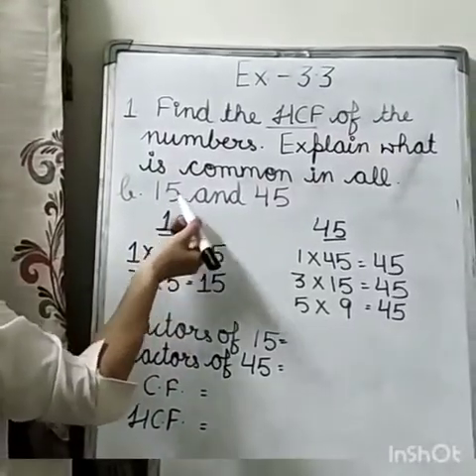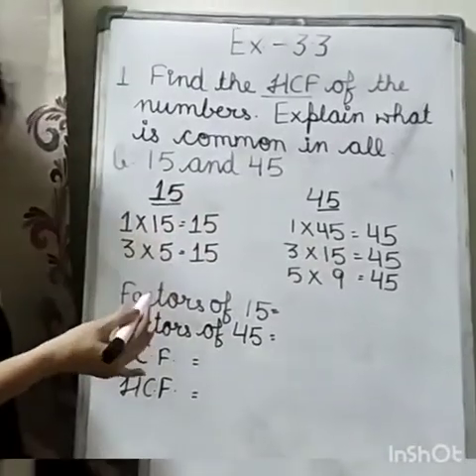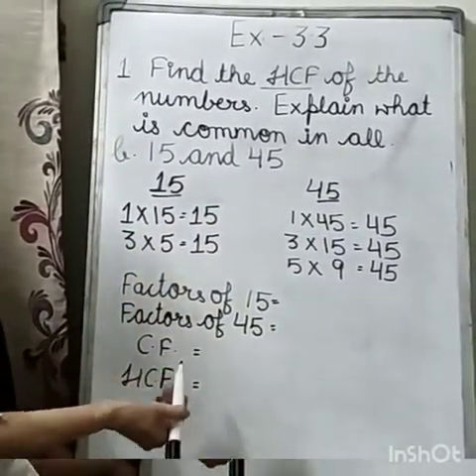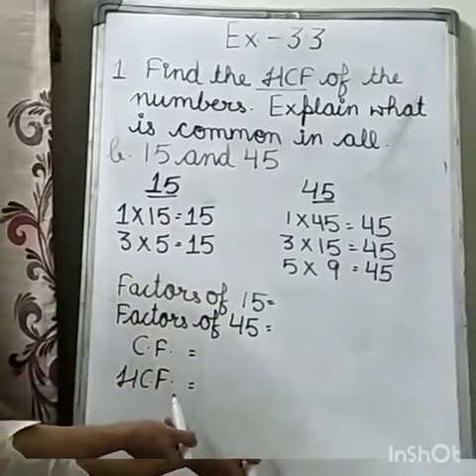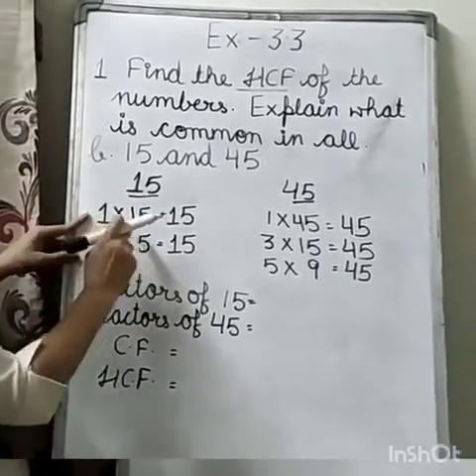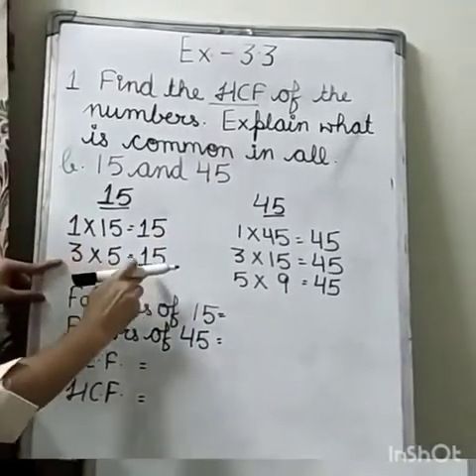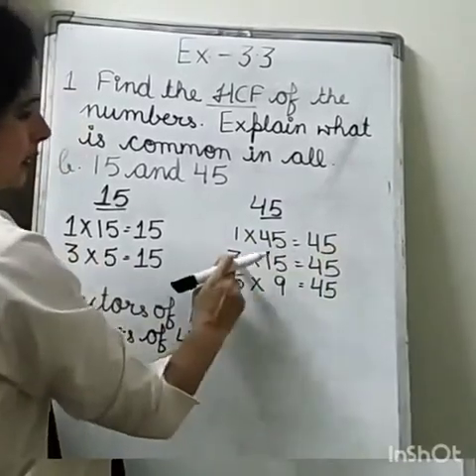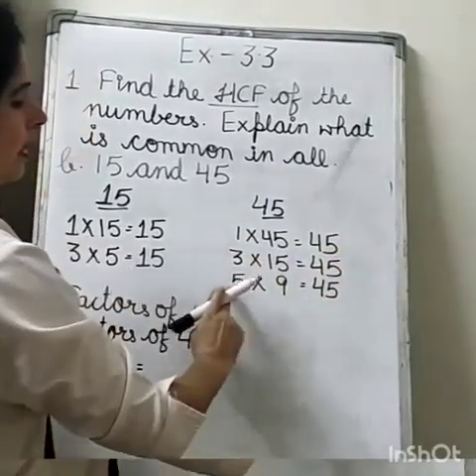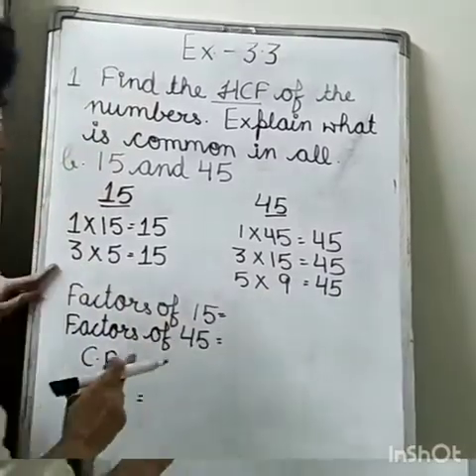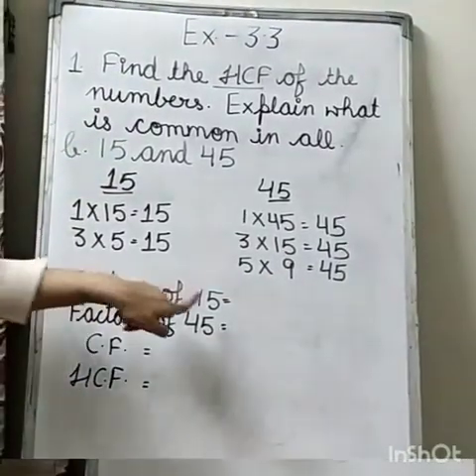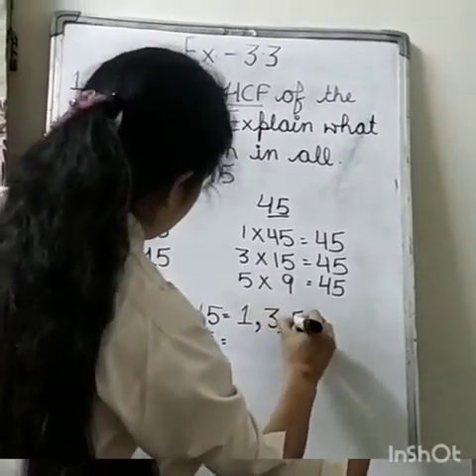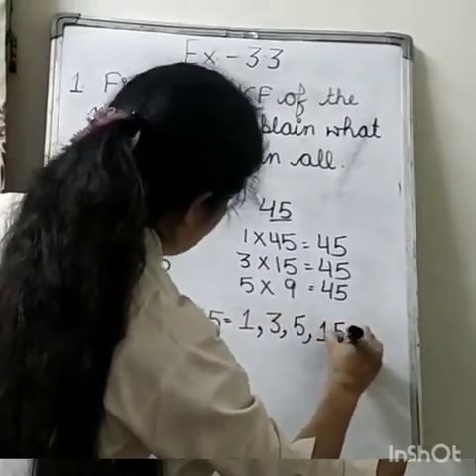Next part is 15 and 45. Same way. First of all, we will find the factors, then the common factors, and finally the highest common factor. Factors of 15 are 1 15s are 15, 3 5s are 15. 1 45s are 45, 3 15s are 45, 5 9s are 45. Then write the factors of 15. 1, 3, 5 and 15.